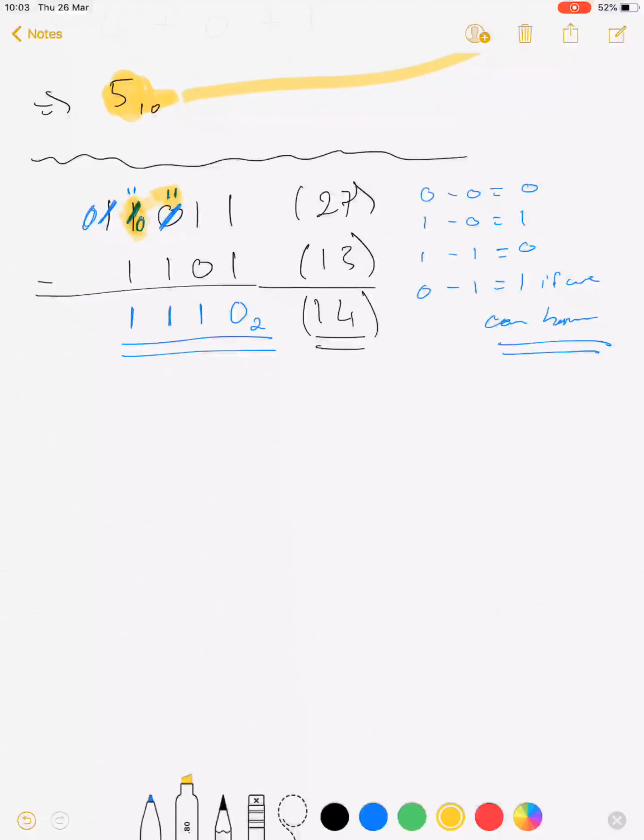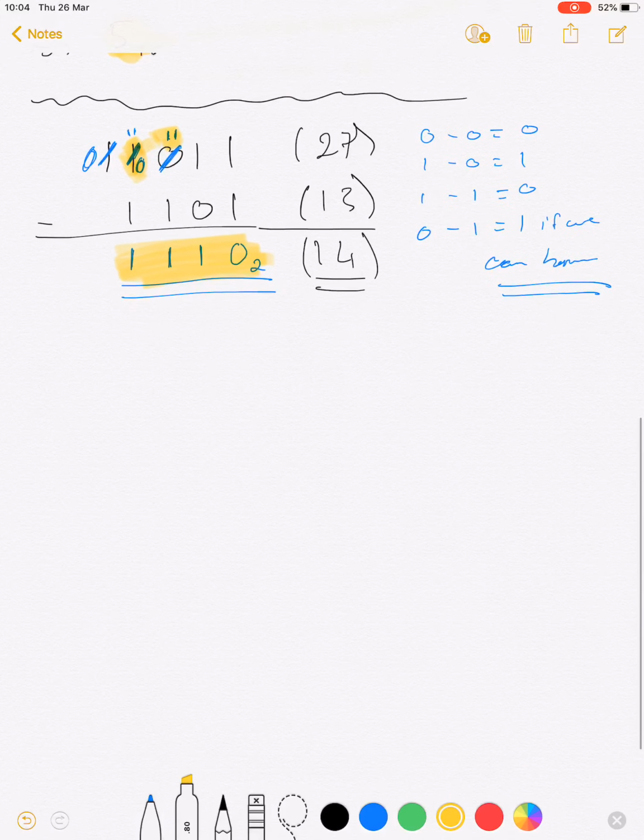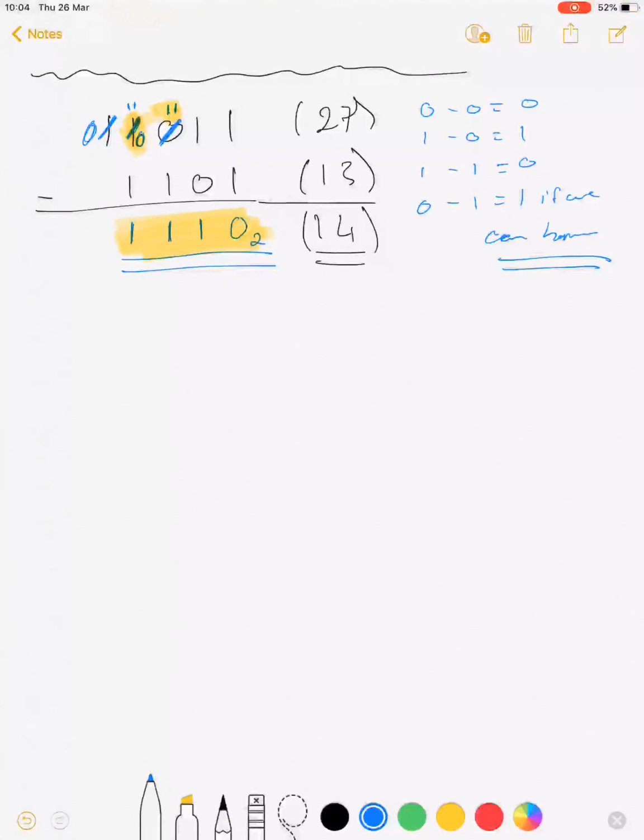So it's like 1, 1 minus 1. So the two 1s cancel out, but we're still left with a 1. Okay, and the number that we get here is 11011 minus 1101, and we get down to 1110 base 2. So let's take a little look at this.